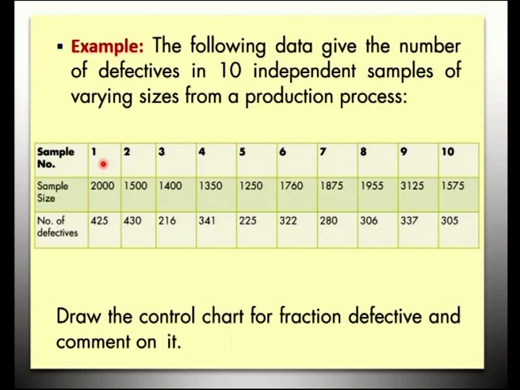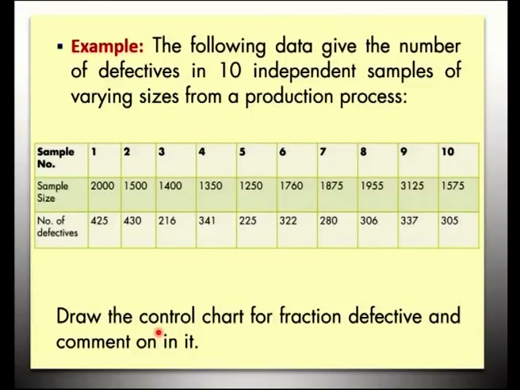Sample number 1 has 2000 items, and the number of defectives out of 2000 items is 425. Okay. Similarly, for sample number 2, the number of items is 1500, and out of 1500 the number of defectives is 430. Similarly, for the 10th sample, the number of items is 1575 and the number of defectives is 305. So, the question is: draw the control chart for fraction defective and comment on it.